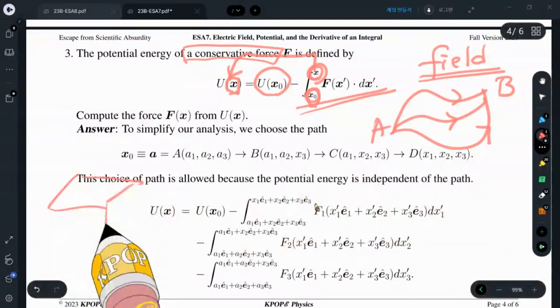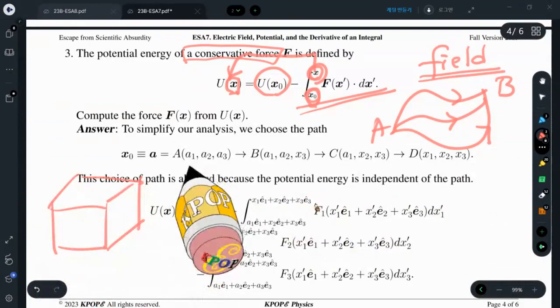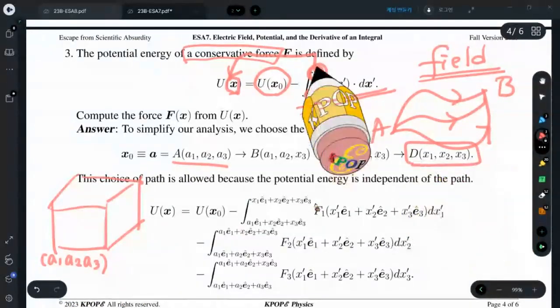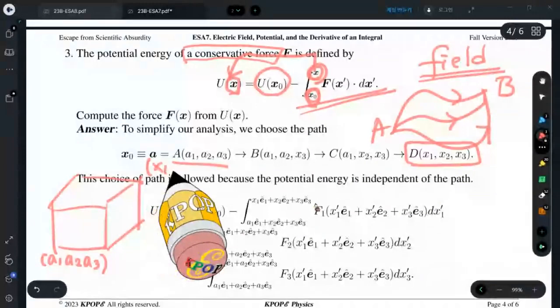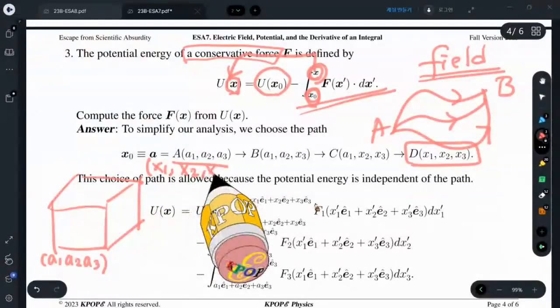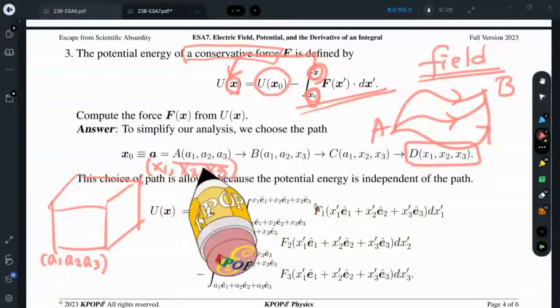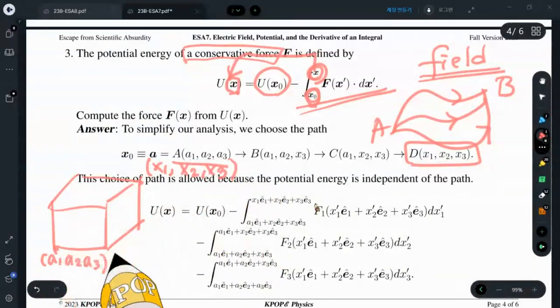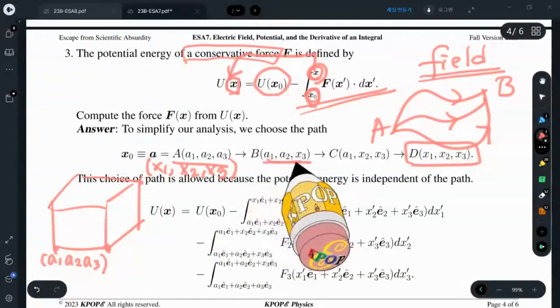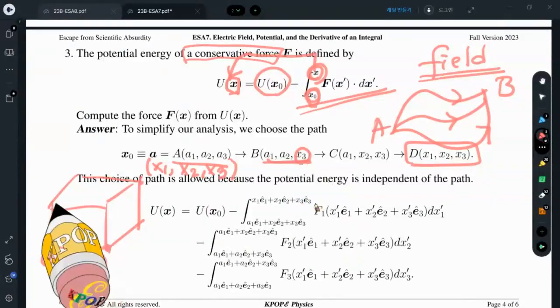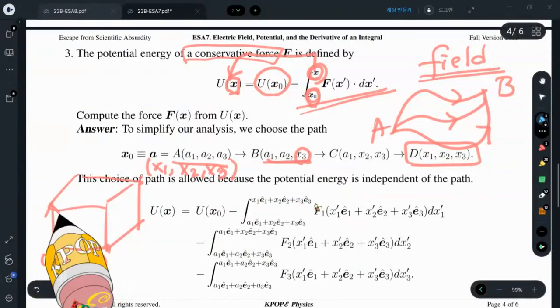So we can draw a box. Initial point whose Cartesian coordinates are A1, A2, A3. Our final point is x, whose Cartesian coordinates are x1, x2, and x3. So I'd like to choose the path from here to there. I change only the third component. So this is the path I have chosen.